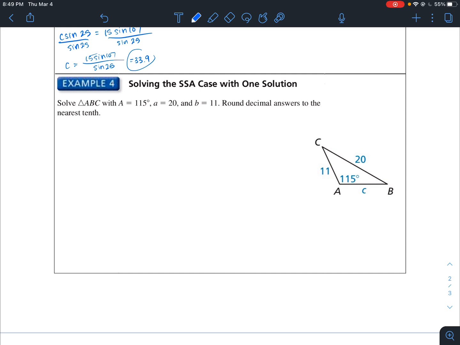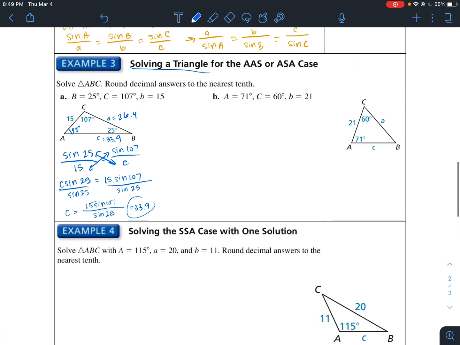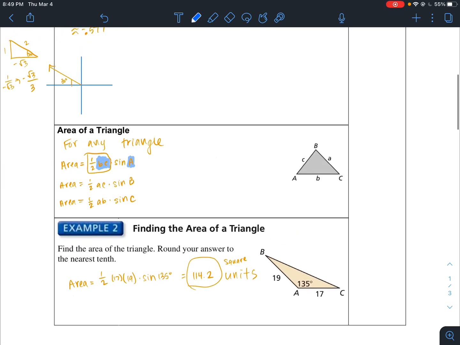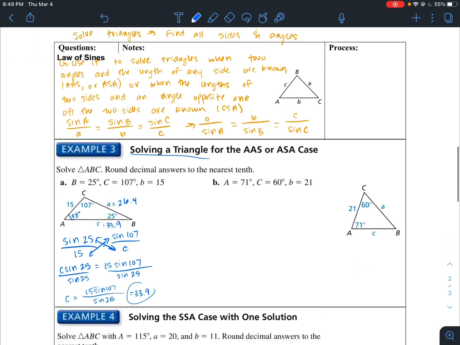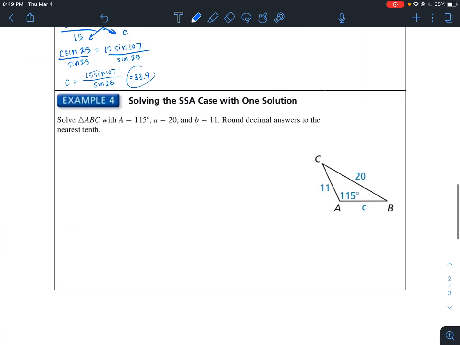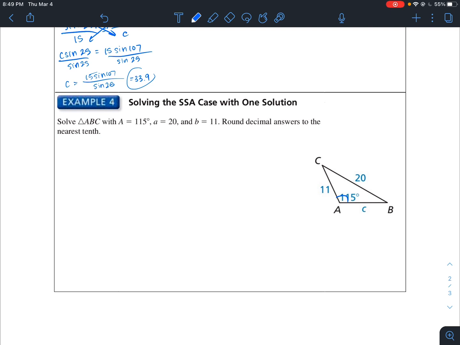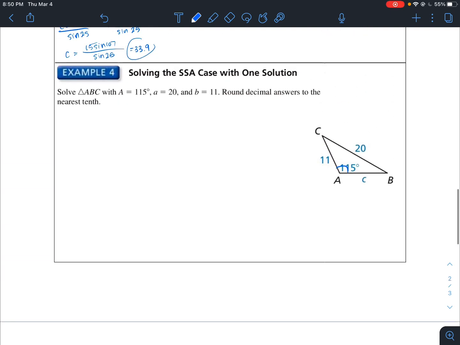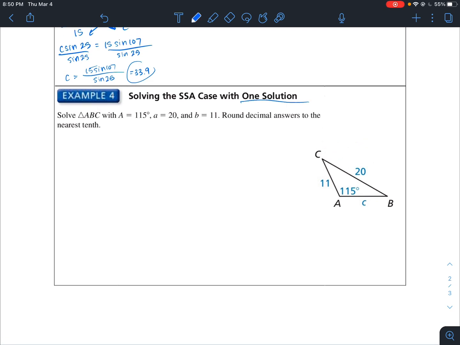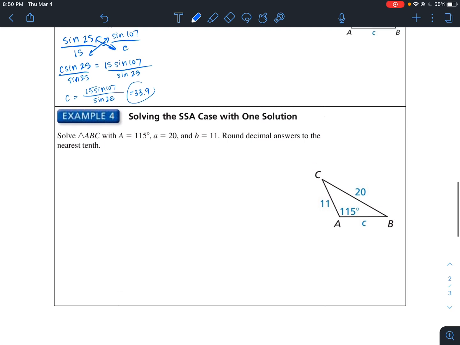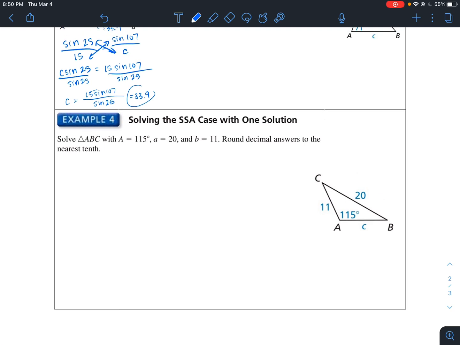Okay, so again, we're using obtuse angles. Notice here, this angle right here was obtuse, this angle up here was obtuse. So this is an obtuse angle right here. I'll show you in these upcoming examples the difference of finding one, no, and two solutions. So this one is one solution. There's only going to be one solution.